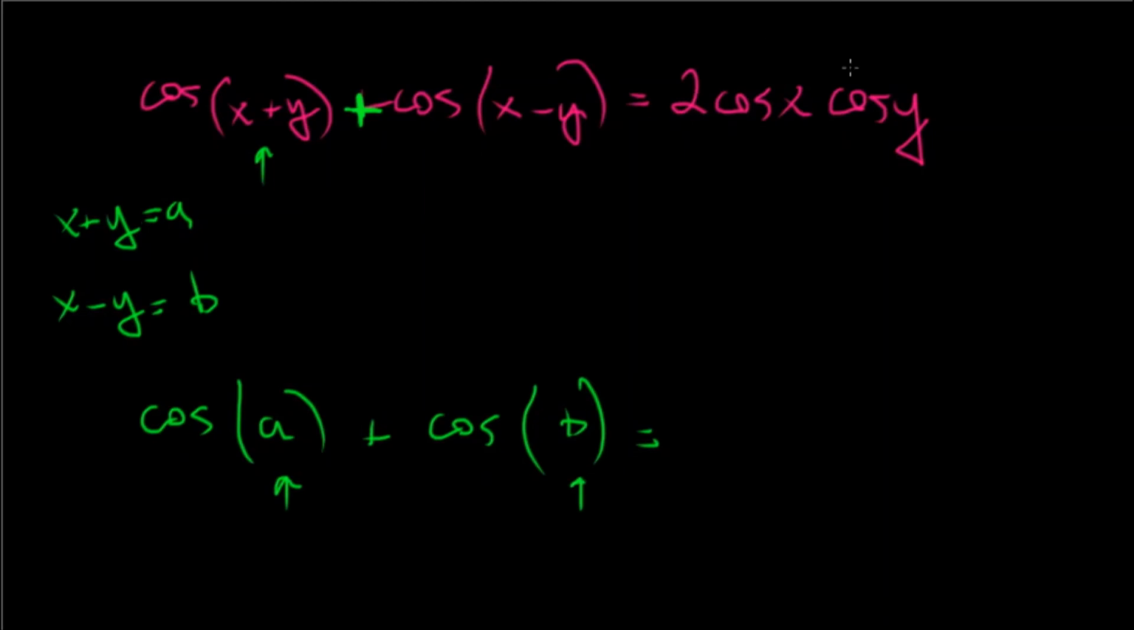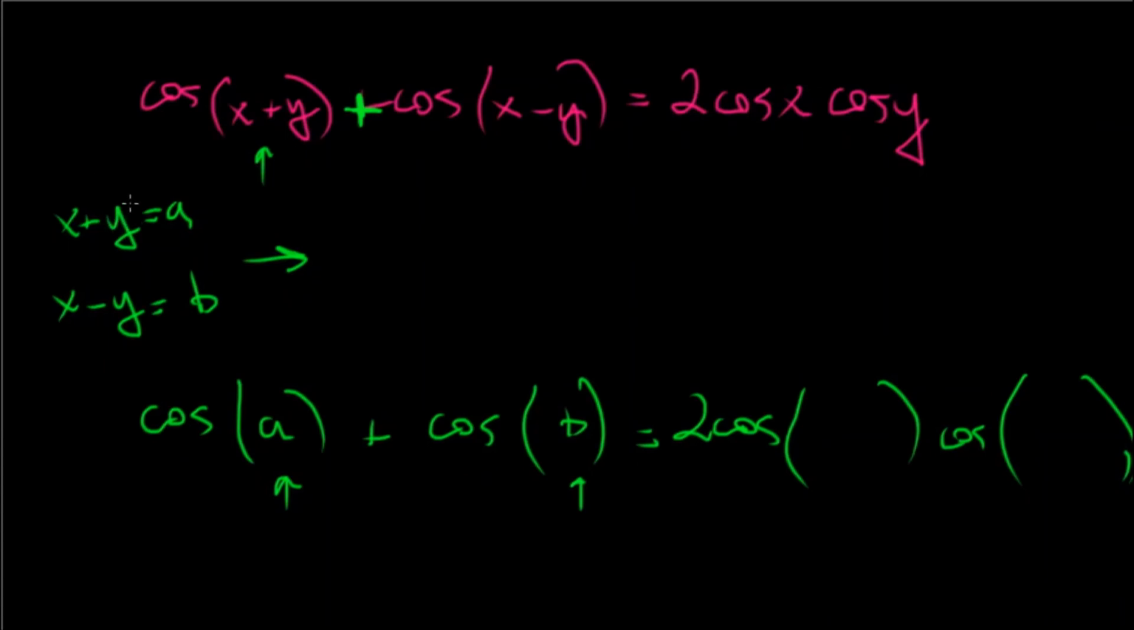All right, so all I need to do now is figure out what x and y is in terms of a and b, and then I'll have my formula. So x plus y equals a and x minus y equals b. Take a second to think about how you can figure out what x is in terms of a's and b's. We want to have 2 cosine something and something. So we need to figure out what goes in here in terms of a's and b's.